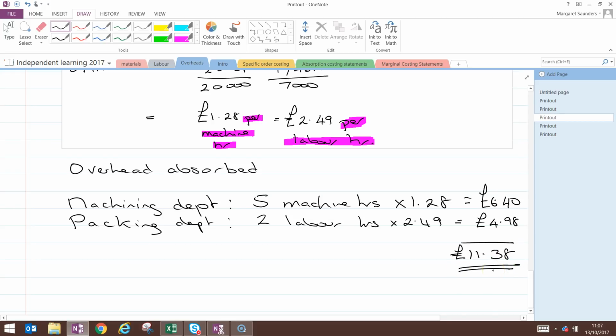So for every unit of XR12 that is produced, in addition to the prime cost, so the direct material, the direct labour and the direct expenses, we will add £11.38 to cover the overheads. And that's the 5th and final step, and brings us to the end of this recording.